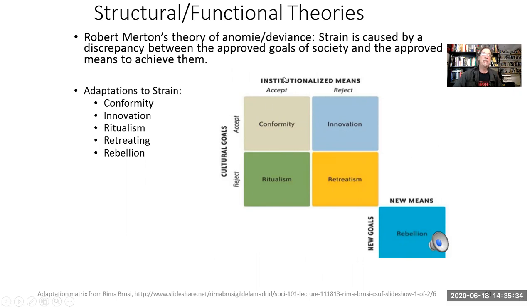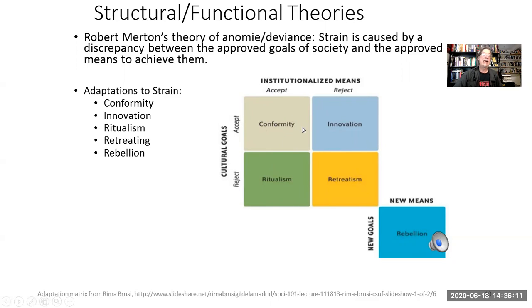So if you accept the means to a goal and you accept the goals, that is considered conformity. You're going after what society says is important, and you're doing it the way they want you to do it. Well, if you accept the goal but you reject the means, you're an innovator. If you reject the goal but you accept the means, that's ritualism. Retreatism, you're rejecting both.